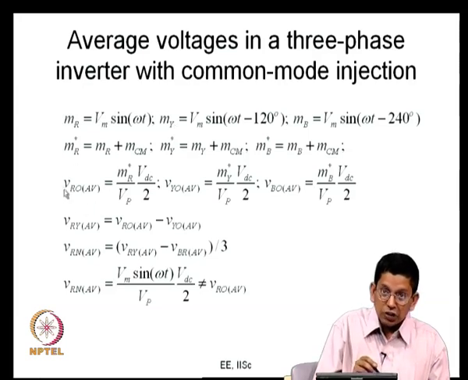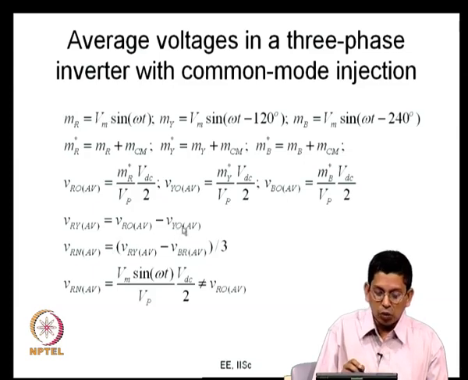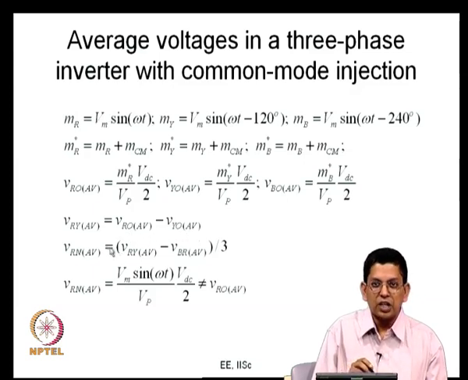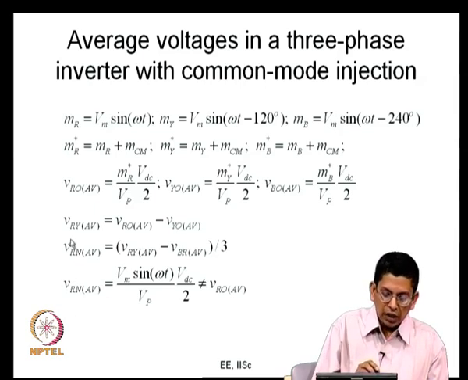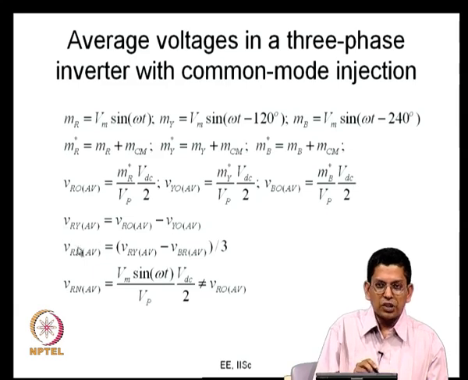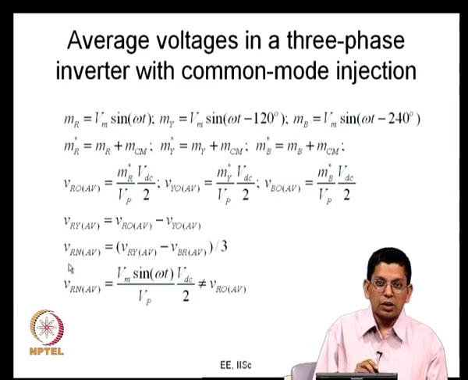Though VRO average is non-sinusoidal, VRY average is still sinusoidal, because the common mode components in both VRO average and VYO average get subtracted, because they are common mode. It is the same thing that is there. This has been added to all the 3 phases, and so they get subtracted from the line-to-line voltages now. So, VRY average, VYB average and VBR average, the 3 phase line-to-line voltages, are sinusoidal. There is no common mode component in this, right. So, you can add common mode component to the modulating signal, and you can get away with that, and it will not appear in the line-to-line voltages now.